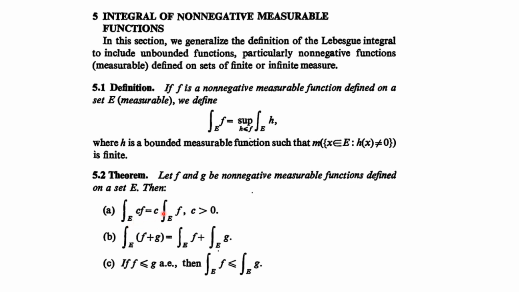Now this says you can take the constant c outside. Similarly, if you add two functions and find the integral, it should be equal to the integral of f plus the integral of g, separately. The third property is, if f is less than or equal to g almost everywhere, then the integral of f over E should be less than or equal to the integral of g over E. These are the same properties which we have already done in the case of bounded measurable functions.